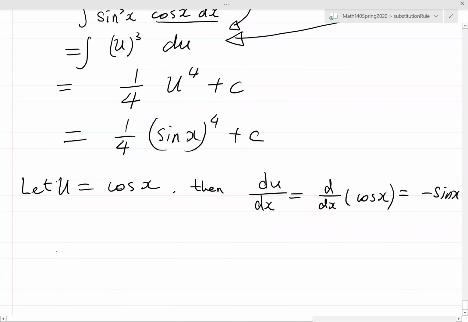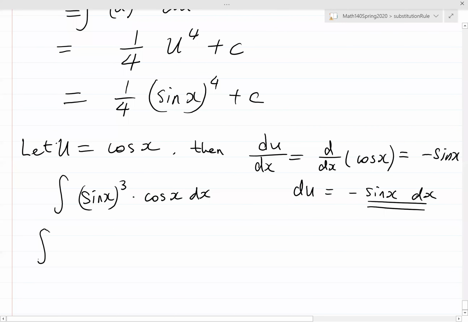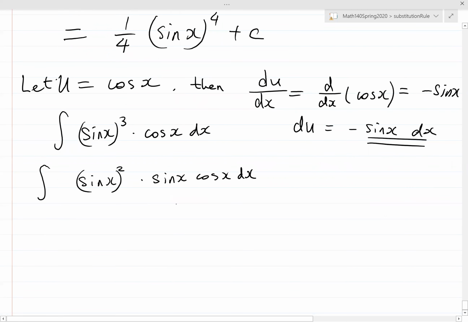So the original integral is sine x cubed cosine x dx. Cosine x is our u, so du will be negative sine x dx. We need to factor out a sine x dx. So we split the factor: sine x squared times sine x, times cosine x dx. You see, we indeed have a factor of sine x dx.